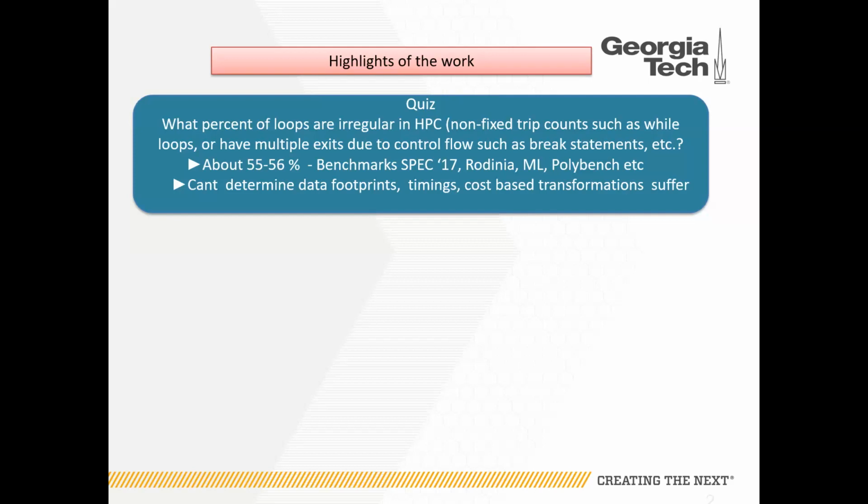Because of the lack of trip count knowledge, one cannot accurately determine the underlying data footprints and timings. In fact, some of the transformations could also suffer without such information, such as a shorter loop being preferred to be the outer loop and so on.